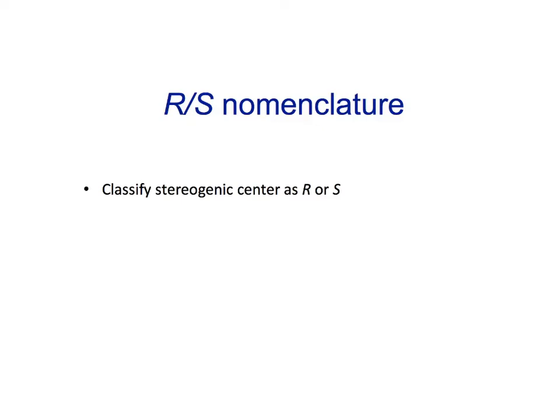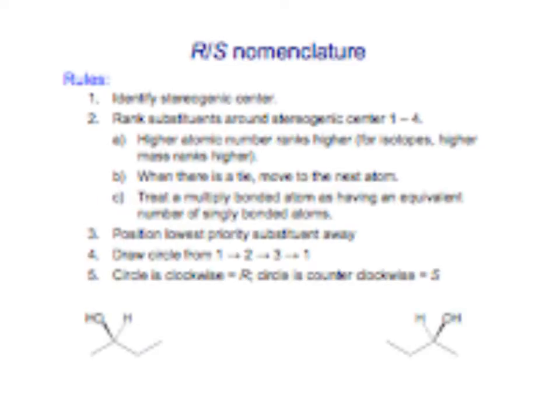In this highlight video, we're going to learn how to distinguish different chiral centers using what's called the RS nomenclature. Every chiral center has two possibilities. After watching this video, you will know how to classify those two possibilities as either being R or being S. Here's how we do it.